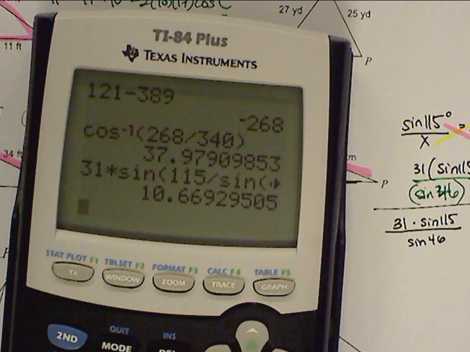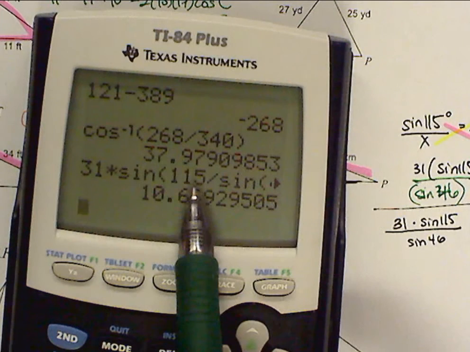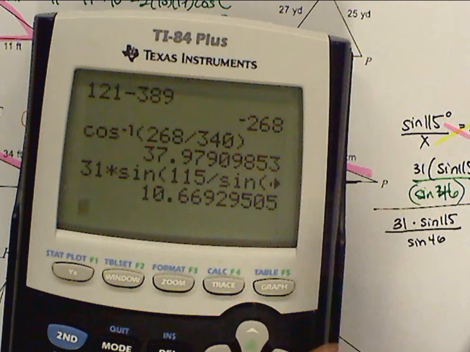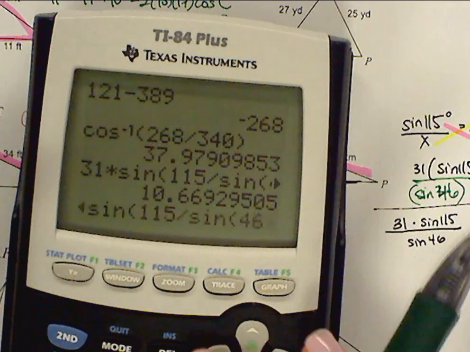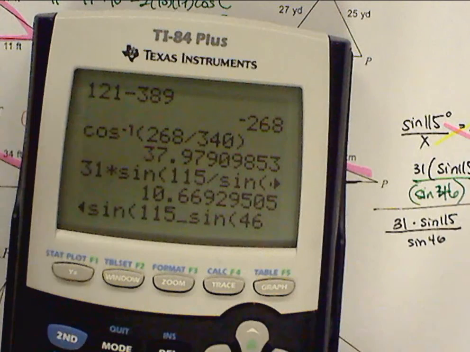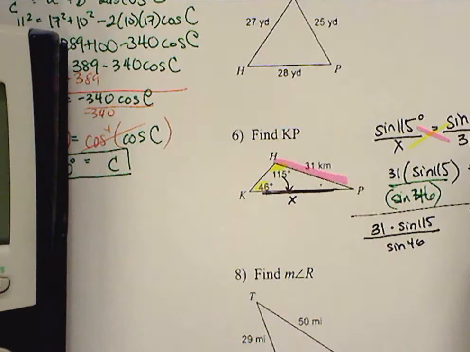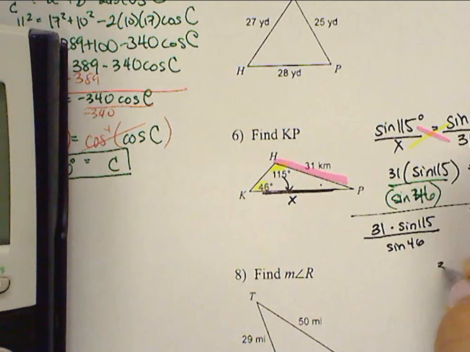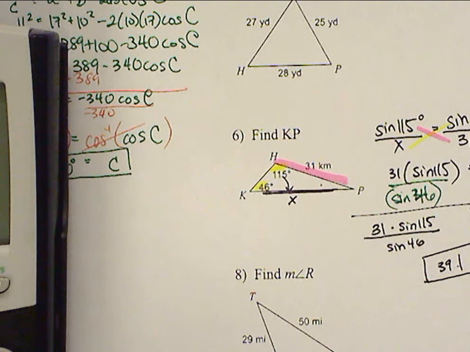This is going to tell me to do sine of 115 divided by something else, and I don't want to do that. So I have to close that parentheses by inserting it, and then I'll get 39.1 degrees. Oh no, it's not degrees. Kilometers. 0.57.